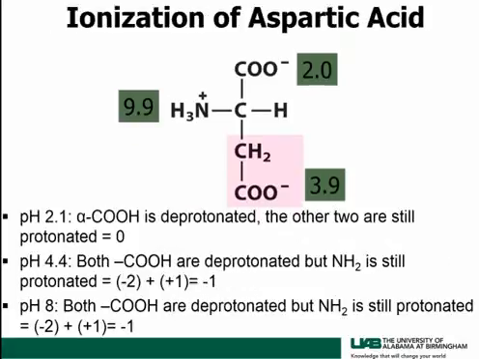Let's look at ionization of aspartic acid using some other pH. So let's look at a pH of 2.1. 2.1 has exceeded this, so it's negatively charged. 2.1 has not come up to that 3.9, so this is on, no charge. And pH 2.1 has not exceeded that, so it's positively charged. So you've got positively charged, negatively charged, and zero charge, for a net charge of 0.